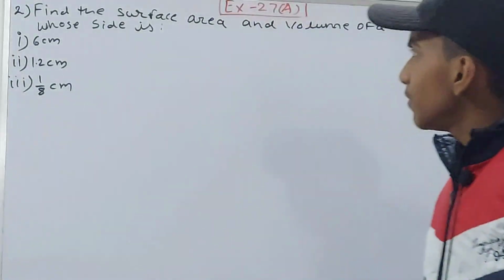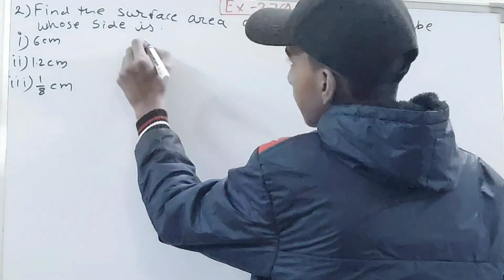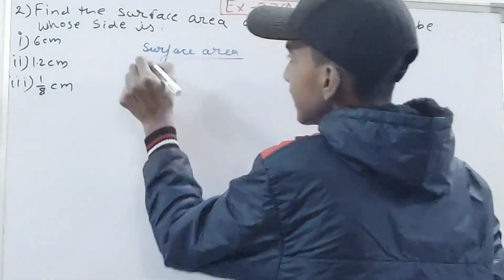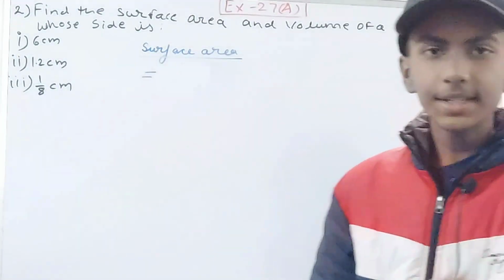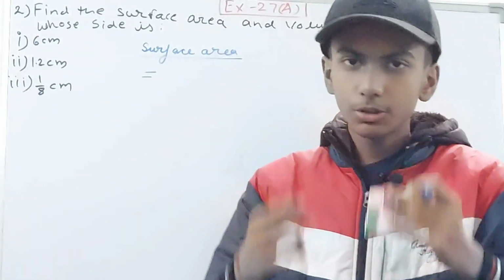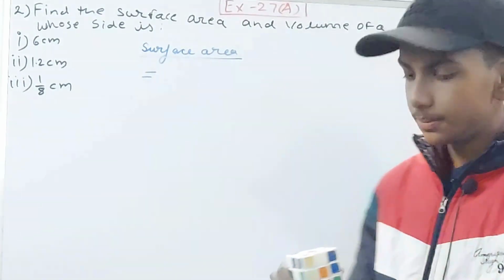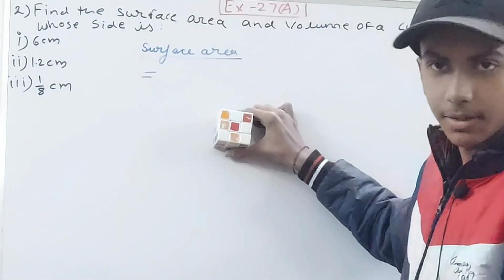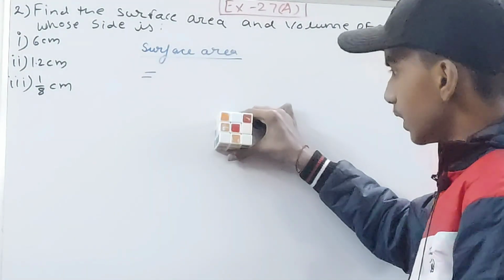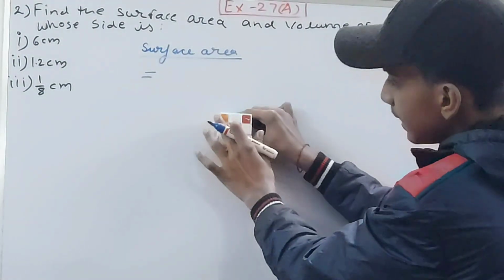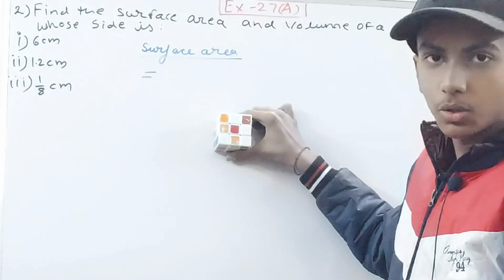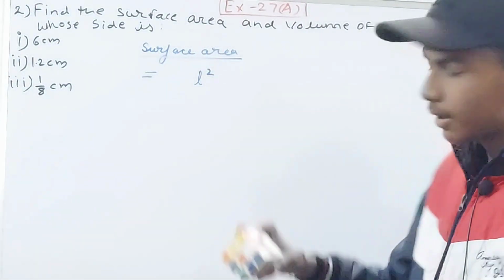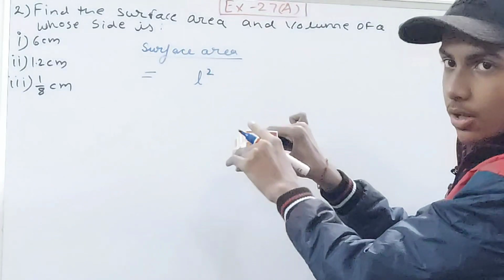Now, find the surface area. How do we calculate the surface area of a cube? I said before, surface area means the total area of this solid. So how do I calculate that? If I have to calculate the area of one square face, length, length, length, length, all of it is equal. So the area of a square is what? L square, because L into L, that is the area of one face.